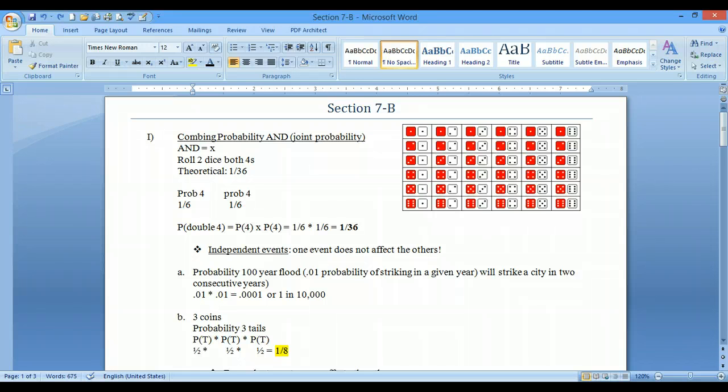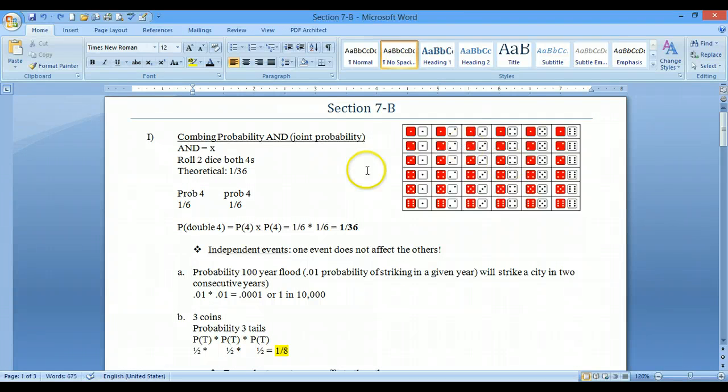So let's move to rolling 2 dice and both of them getting 4s. We could use the theoretical probability, which we already did previously, which is 1 out of 36. Here are all of the outcomes of rolling 2 dice, and there's only one in here out of the 36 outcomes that would be 2 4s. But we're not always going to find all of the outcomes.